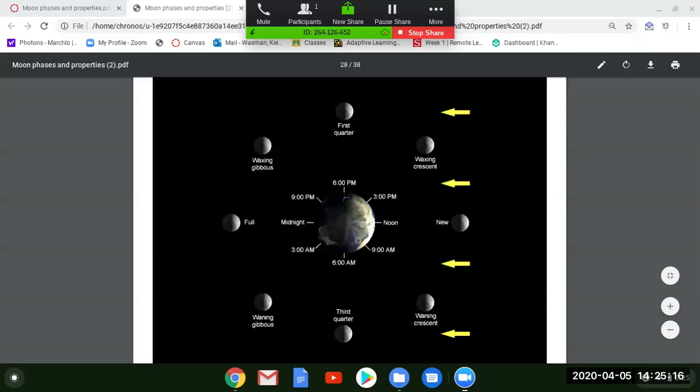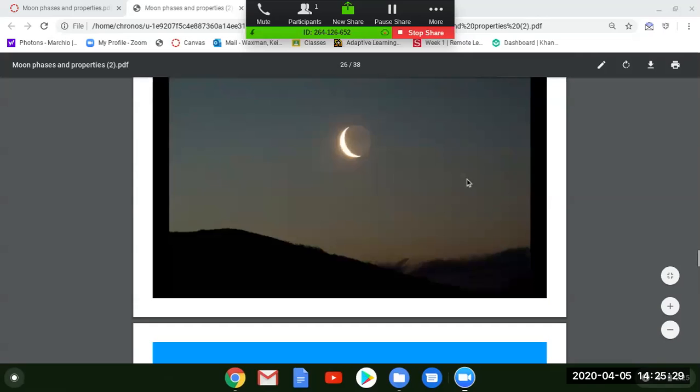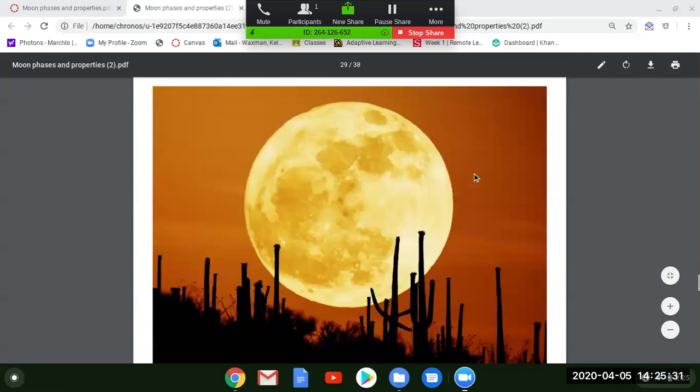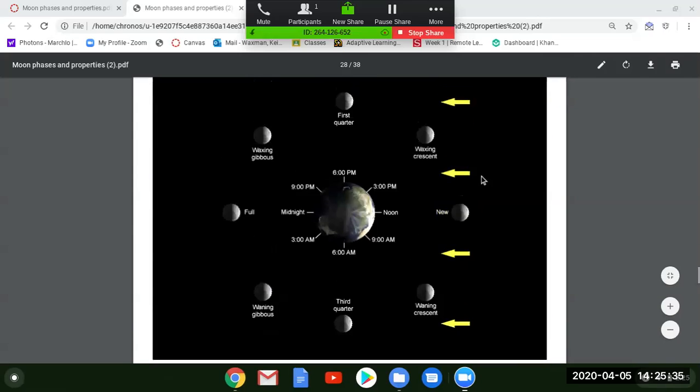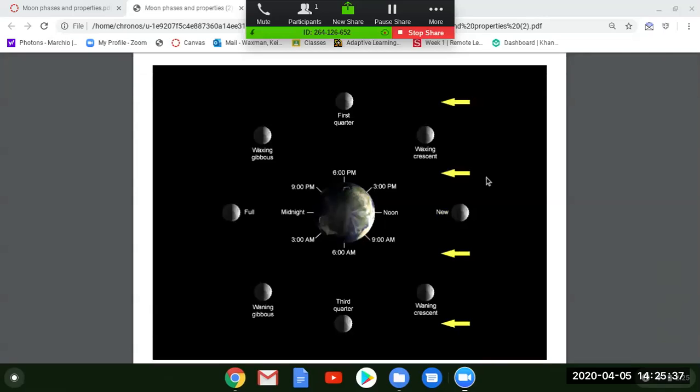Hello. Last time we talked about the phases of the moon and rise, set, and meridian crossing times. And this is a picture. Now, this is just a continuation of the PowerPoint we talked about last time. We have here, again, the rise and set times. This is a good slide to look at.